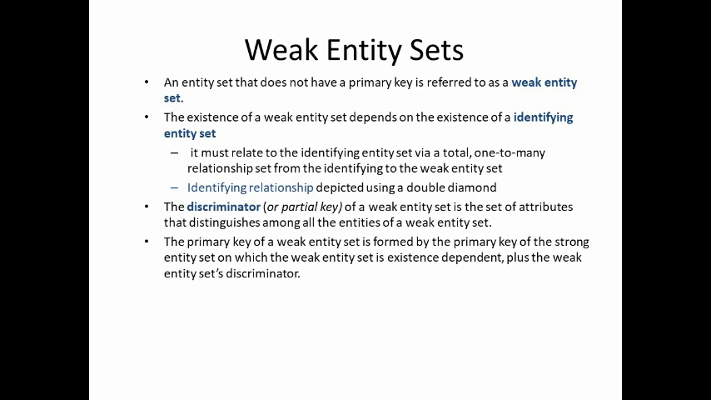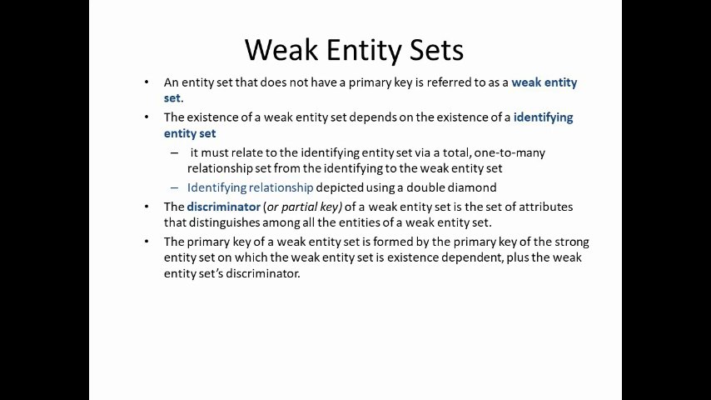We have situations where we now talk of weak entity sets. Any entity set that does not have a primary key is referred to as a weak entity. It is weak since there is no way we can be able to uniquely identify any input that you're going to make into that kind of relationship. I'm talking of uniquely. So the existence of a weak entity set depends on the existence of an identifying entity set. It must relate to the identifying entity set via a total or one-to-many kind of relationship.